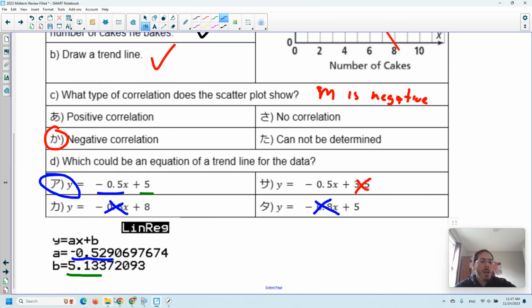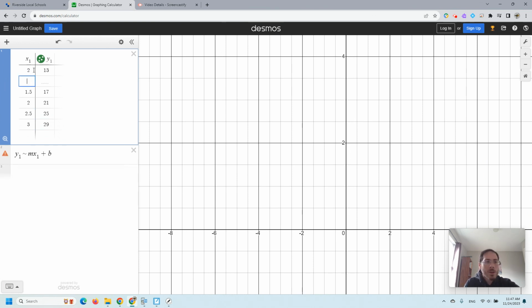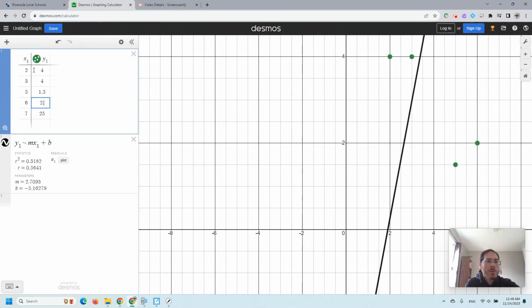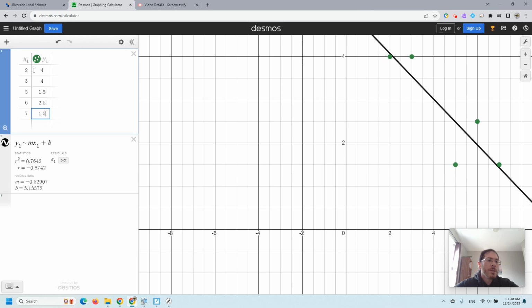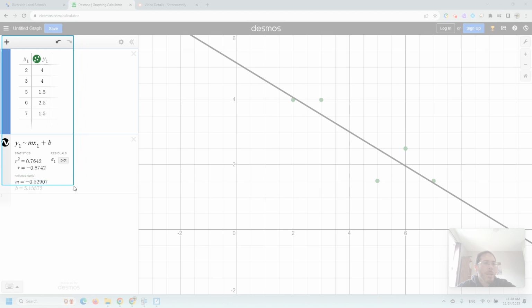So there we go. If we want to do it in Desmos, we need some new numbers. So we got 2, 3. Oh, that's not good. 5, 6, and 7, and not 3. And then our values over here were 4, 4, 1.5, 2.5, 1.5. And again, I'm not going to type in the code since I already typed it in on a previous problem, but I will steal the answer. And it looks like we're getting the same answer that we did last time.